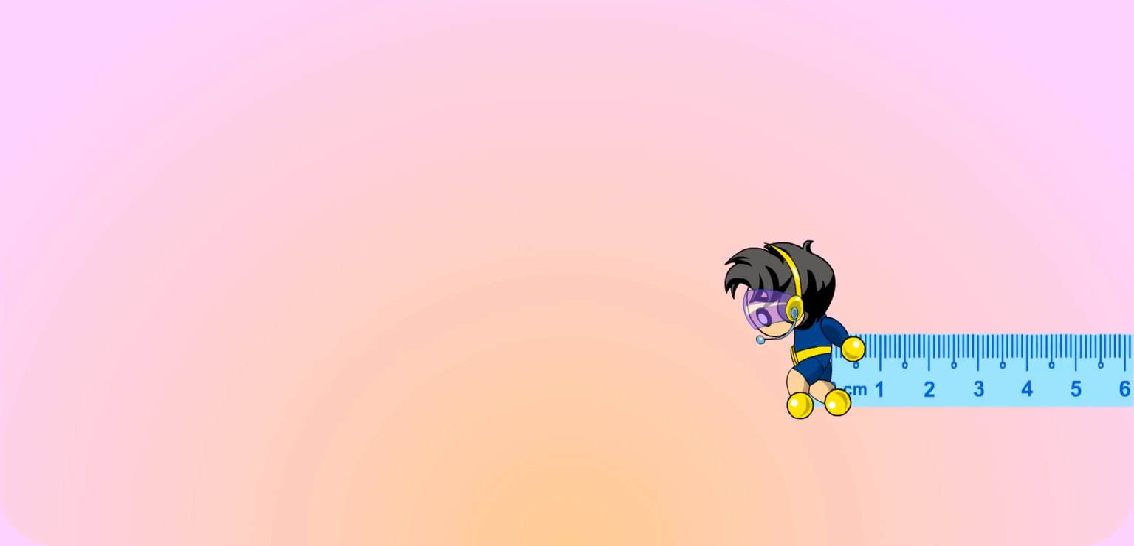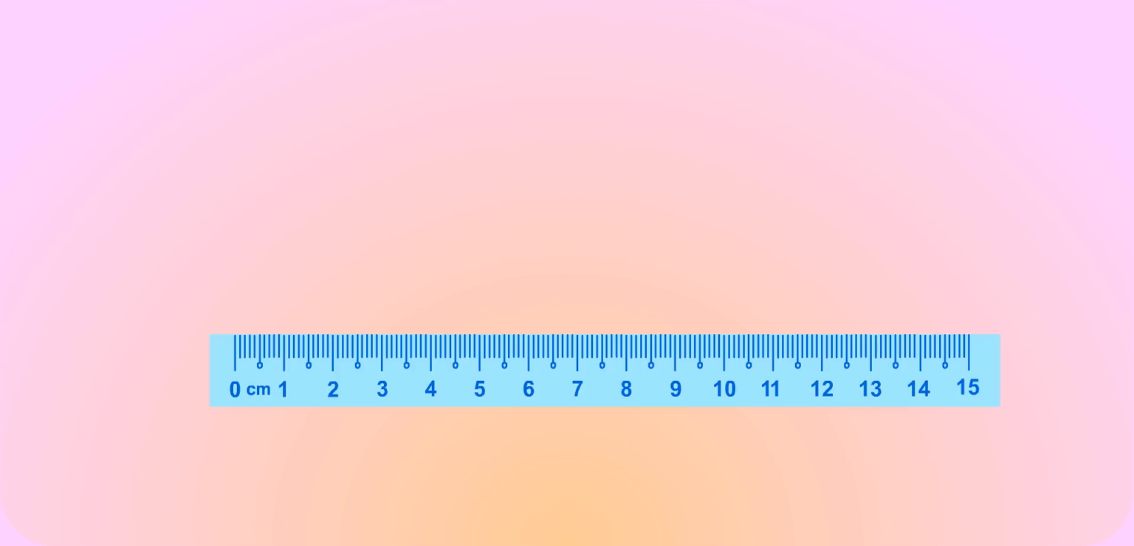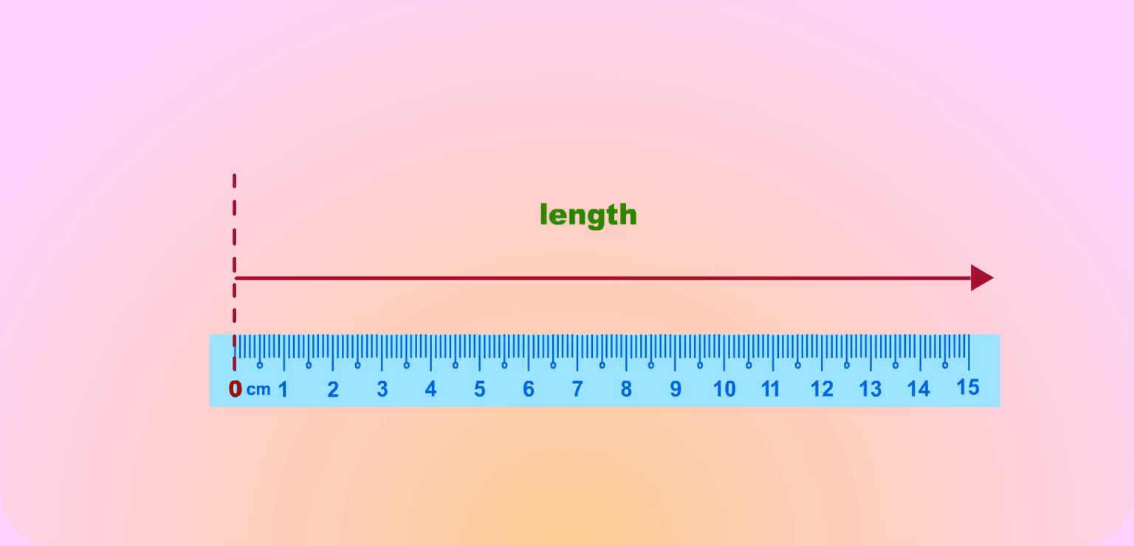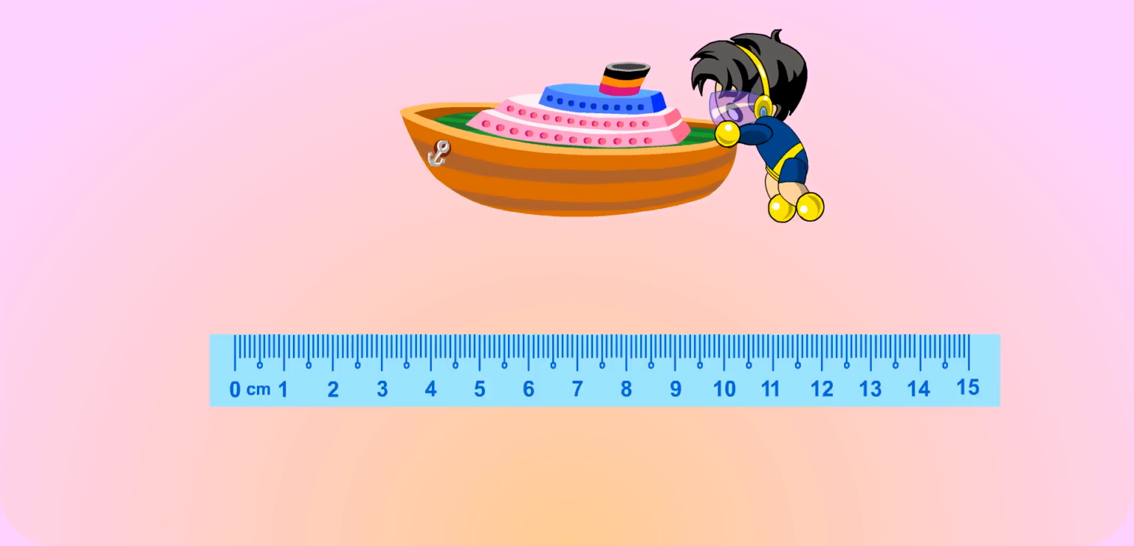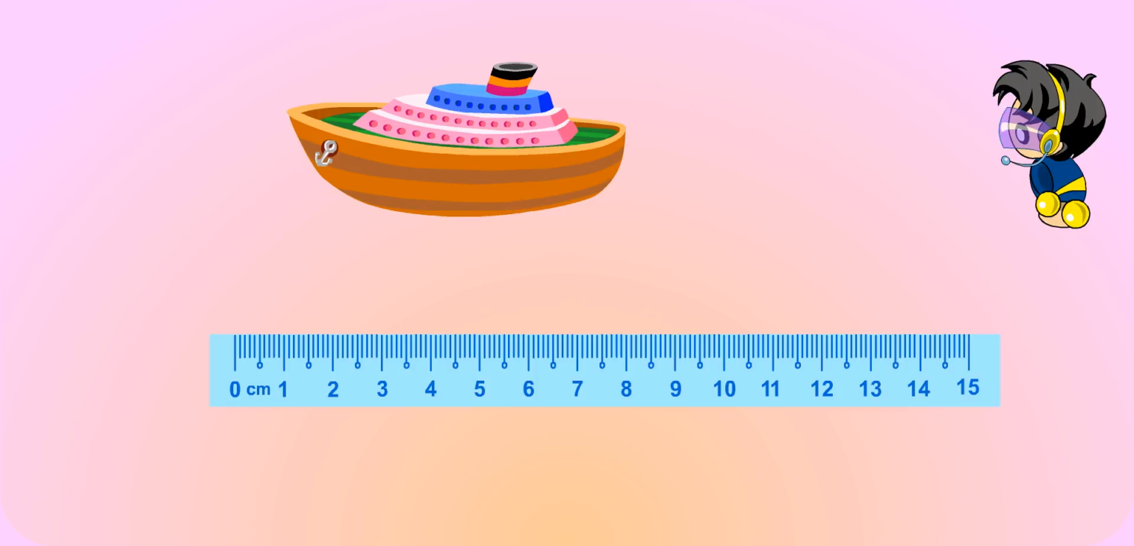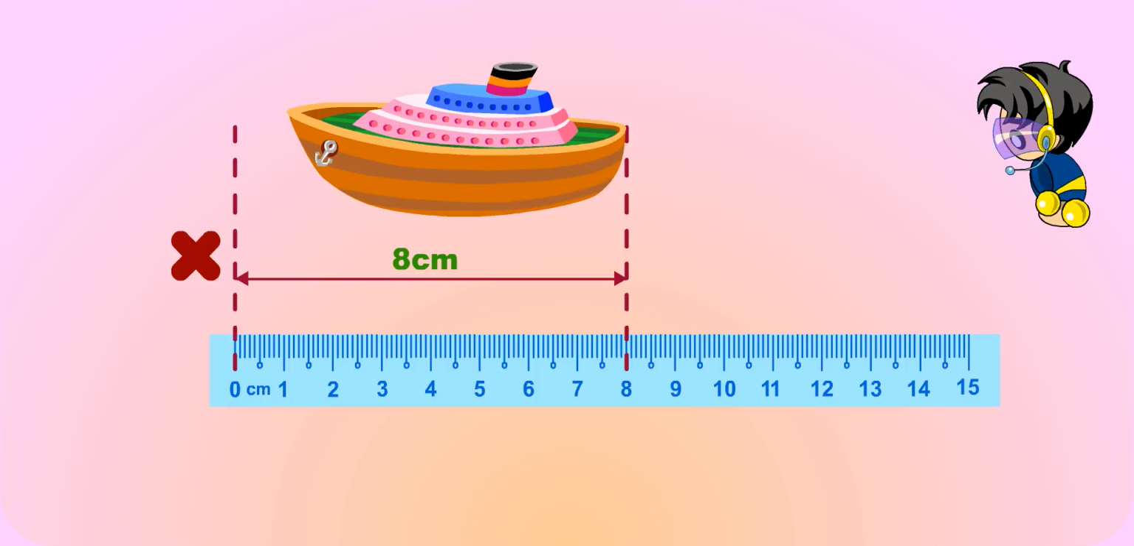It is easier to read the length from the ruler with all the objects placed starting from 0 centimeter. However, that is not always necessary. We can measure the length of an object starting from anywhere along the ruler. Let's try to measure the length of this toy boat. The length of this toy boat is not 8 centimeters.